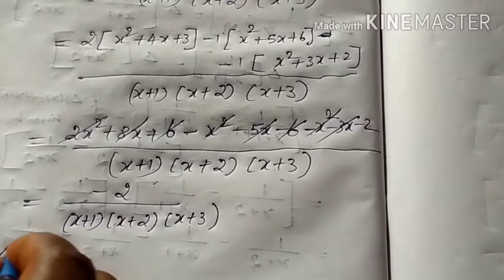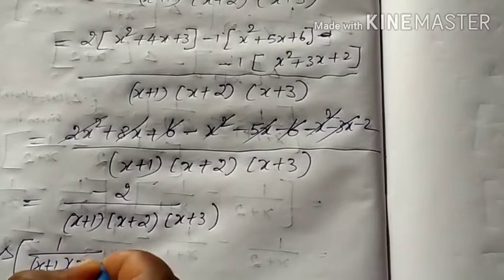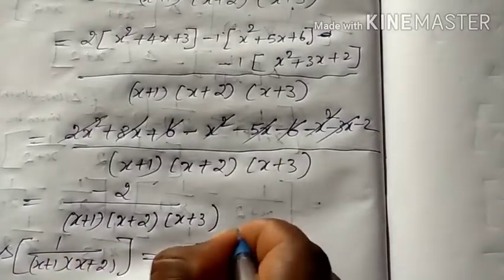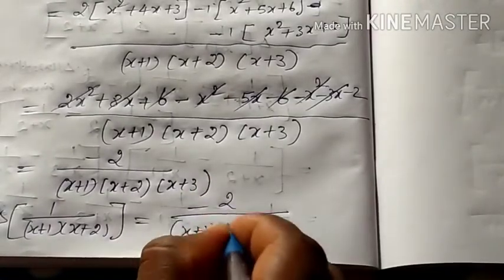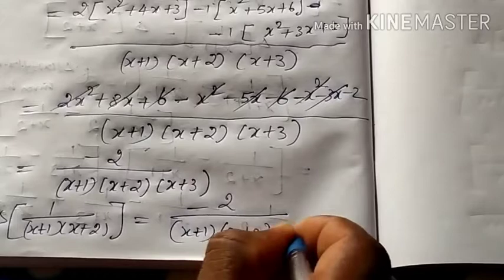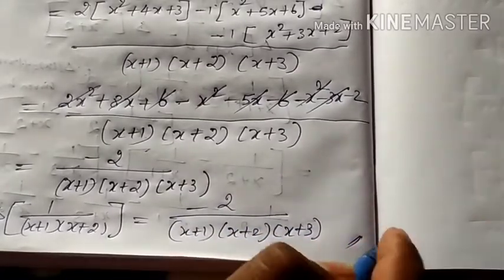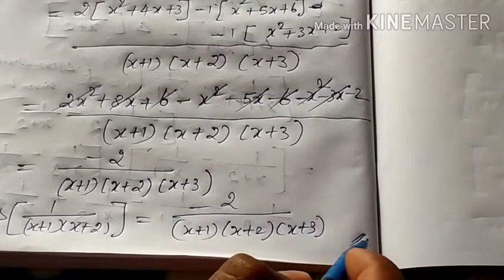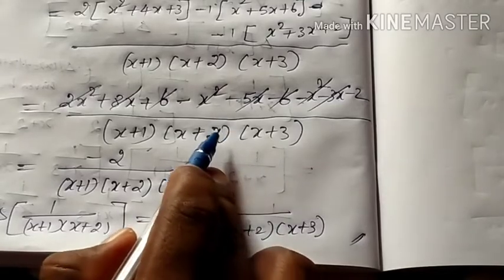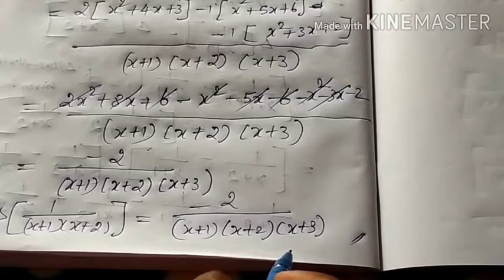Okay, that's all. Therefore, delta into 1 divided by x plus 1 into x plus 2 equal to minus 2 divided by x plus 1, x plus 2, x plus 3, that's all. Have you understood? Here, first making the partial fraction method, then apply the forward difference operator formula, then making the simplification, we get the answer. Have you understood?